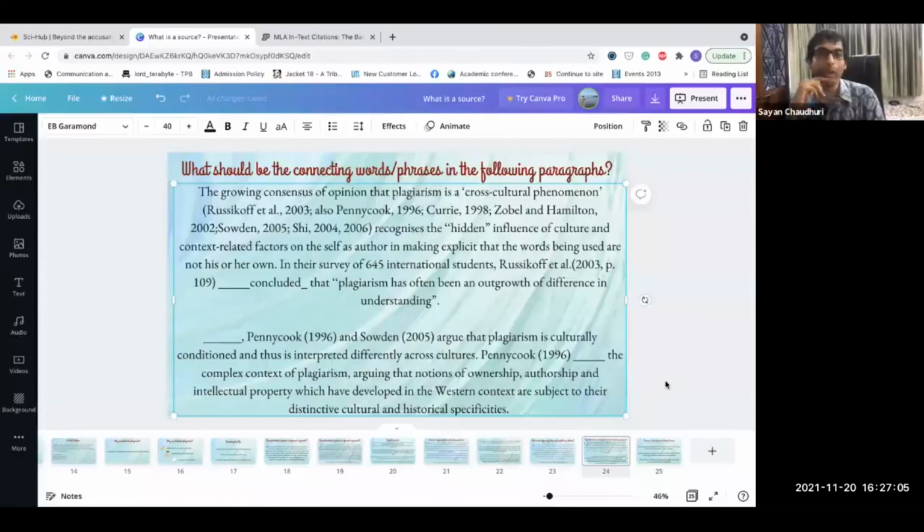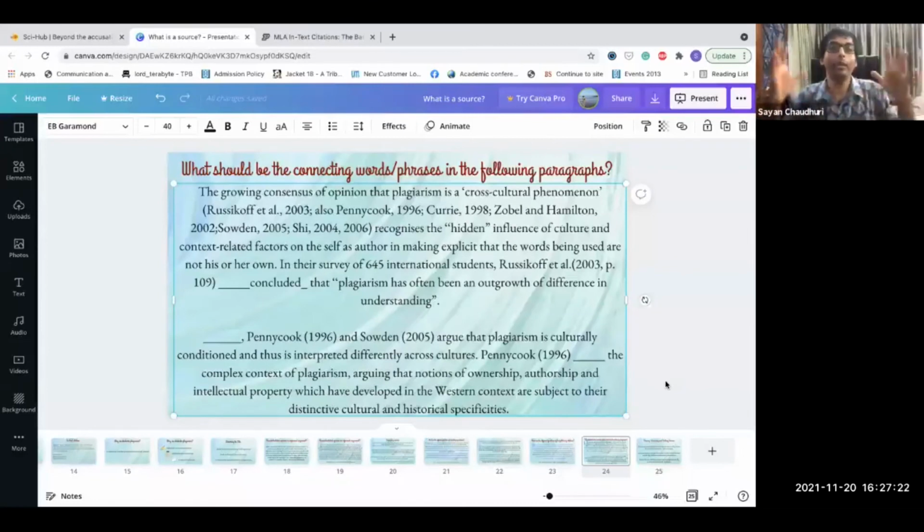Stresses, okay, can work. Emphasizes on, points to, absolutely. Right, so it's Pennycook points out. So that's the original.